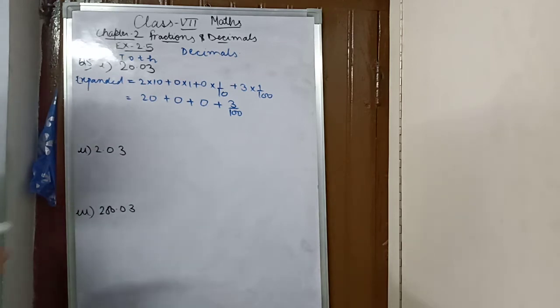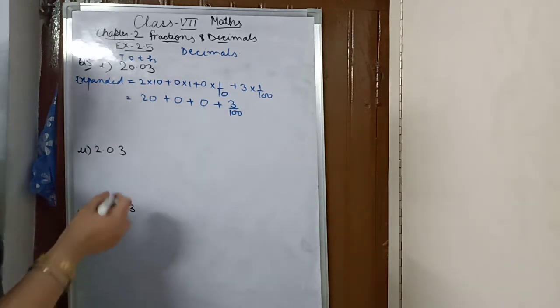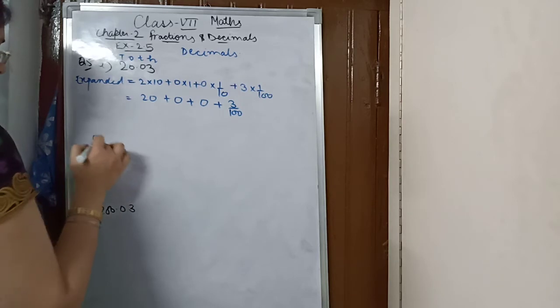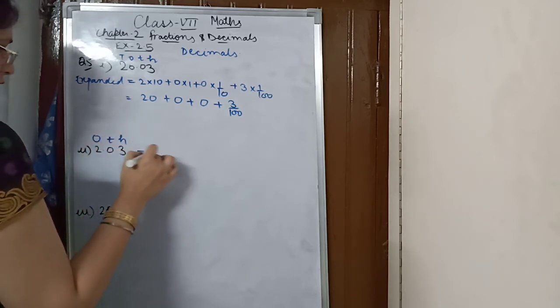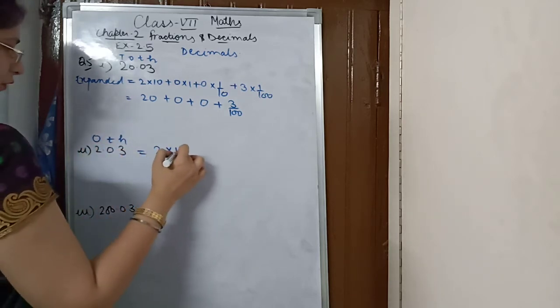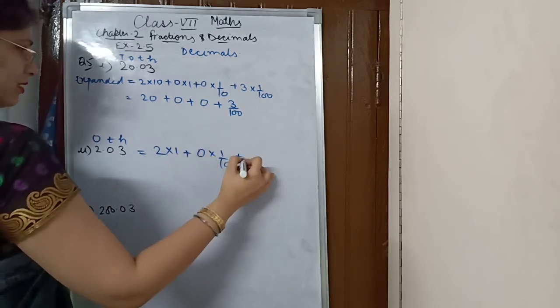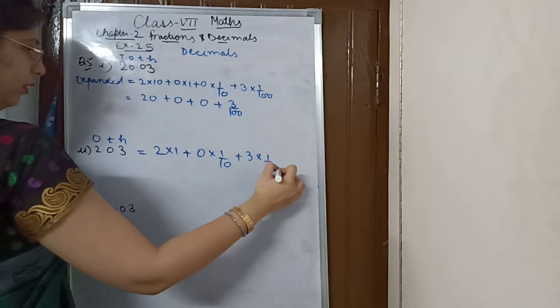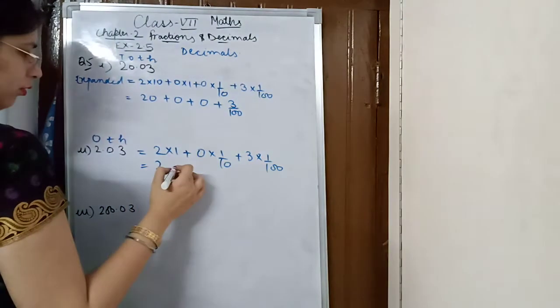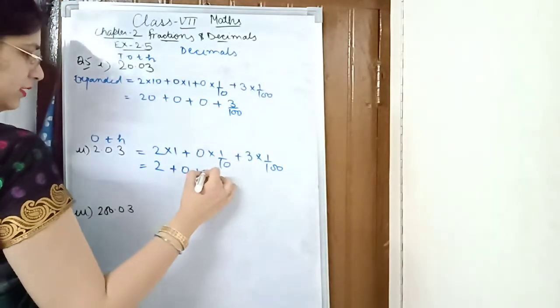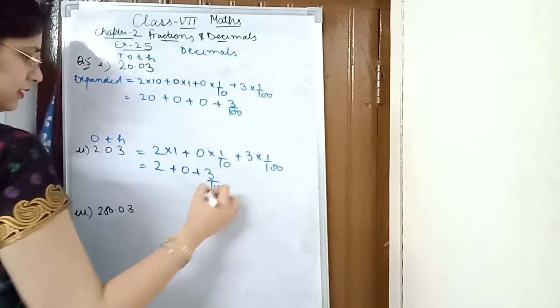Clear? Now next is 2.03. 2.03 again write once, this is 10th and this is 100th. 2 will remain 2. 2 into 1, if you wish to write, you can write, plus 0 into 1 upon 10 plus 3 into 1 upon 100. You will write 2 plus 0 plus 3 upon 100 is the answer.